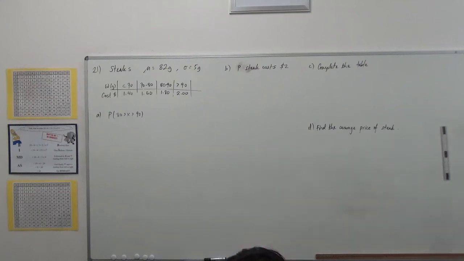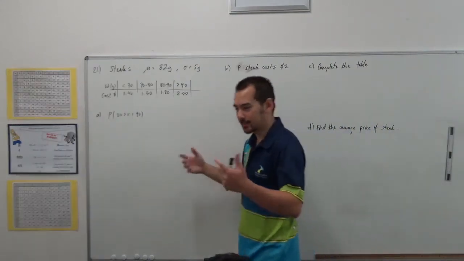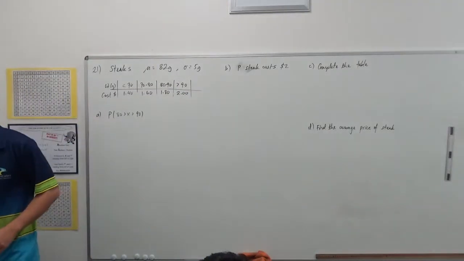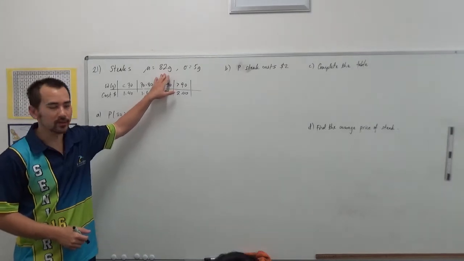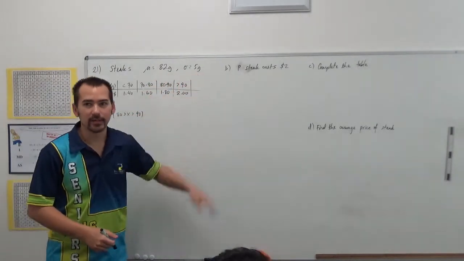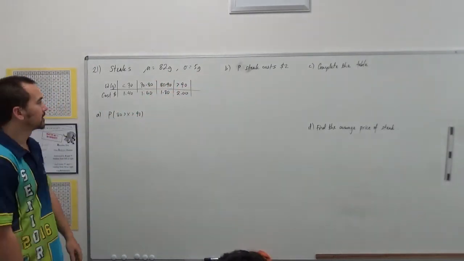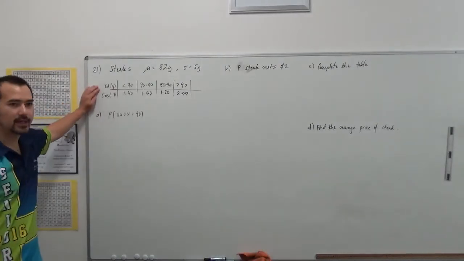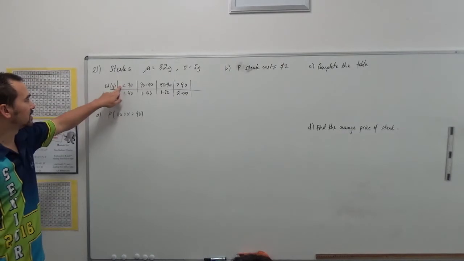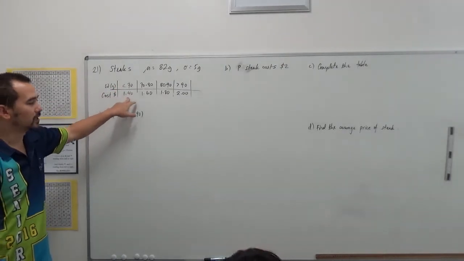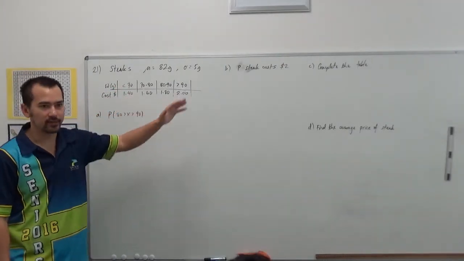Okay, context is steaks. A restaurant is serving steaks, and they're trying to serve 82 grams per serve, with a standard deviation of 5 grams. They have a little chart that says all the steaks less than 70 grams are going to cost $1.40, and then you have all these different intervals.